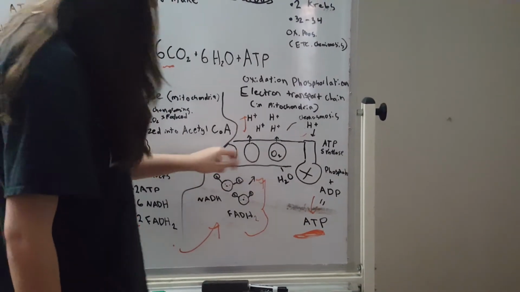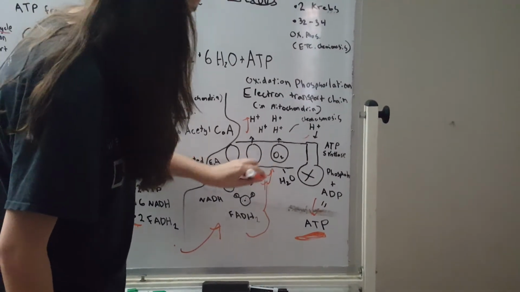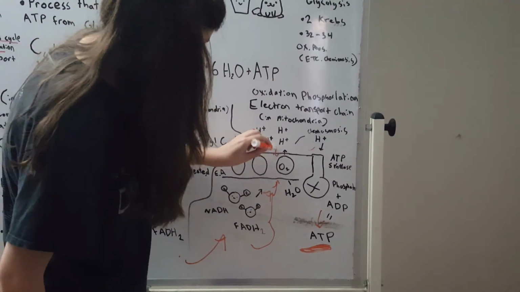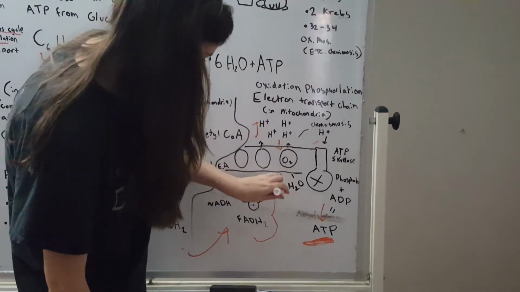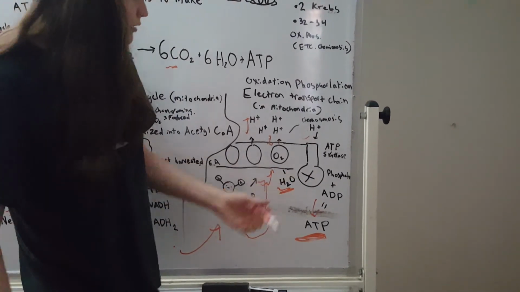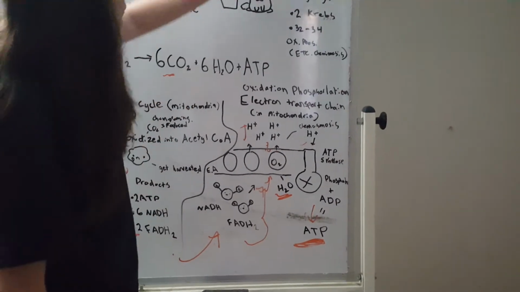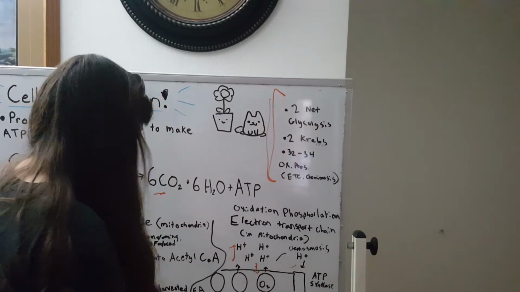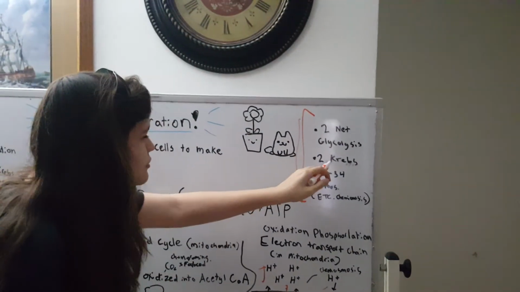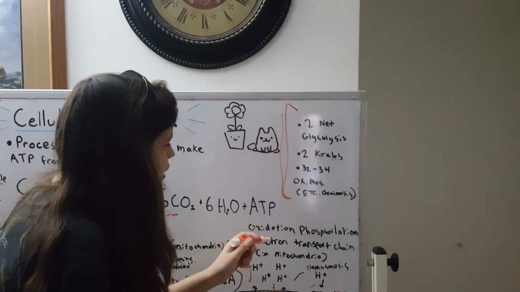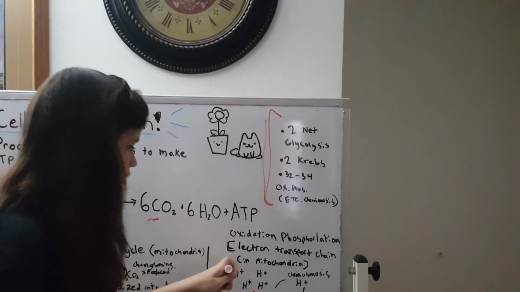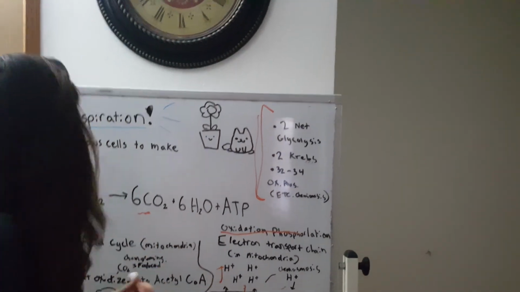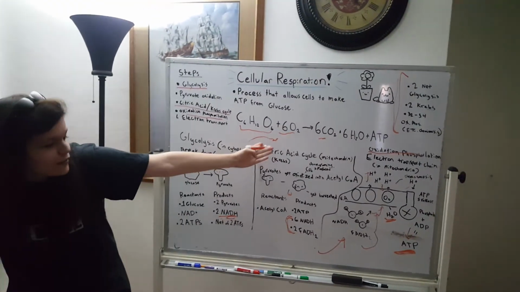But also, in your electron transport chain, the last acceptor is an oxygen atom. And when you add hydrogen ions to this, it produces some H2O. Ooh, that's pretty cool. So in total, from cellular respiration, you get 2 net ATPs from glycolysis, 2 from the Krebs cycle, and a whole bunch from oxidative phosphorylation, like 32 to 34. Yep, that is cellular respiration.